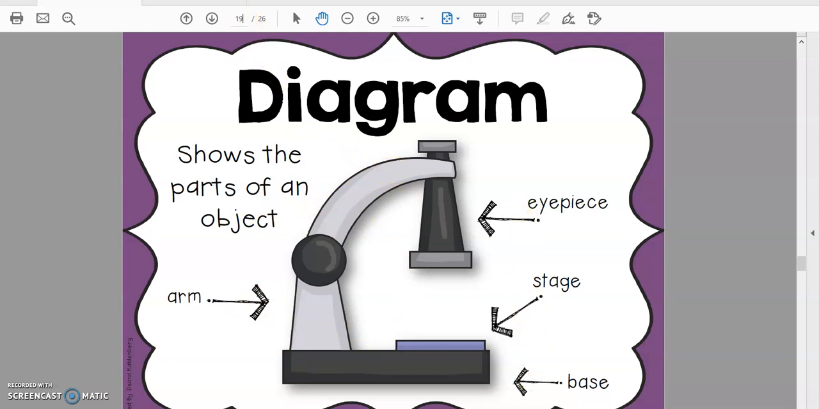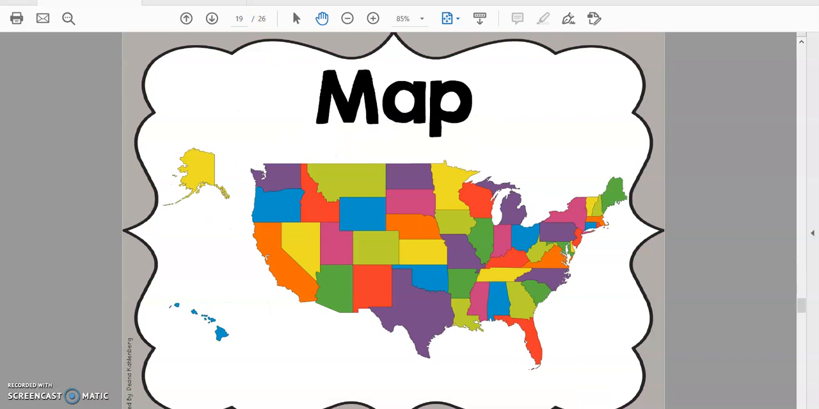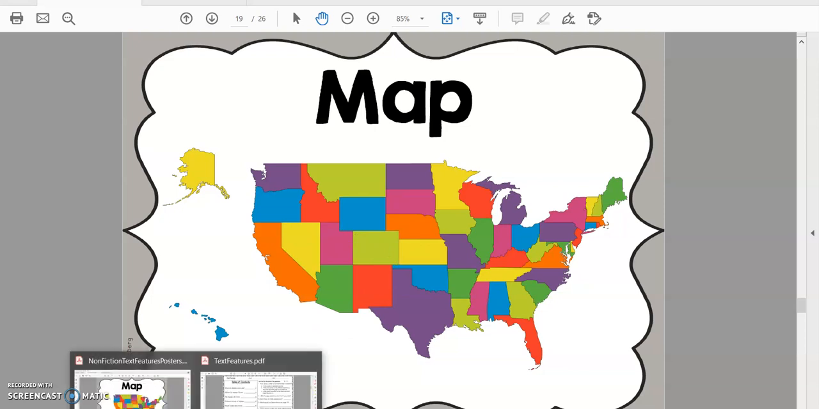The last text feature we're going to look at today is a map. So again, a map is going to show me the area of something. This one shows the area of the United States. Maps can show you all sorts of different places.